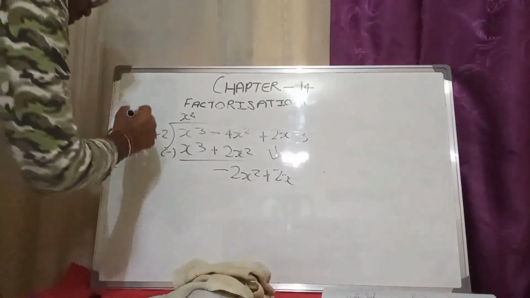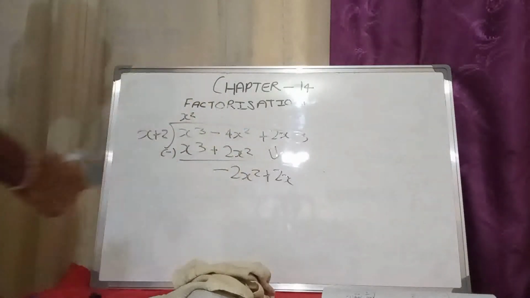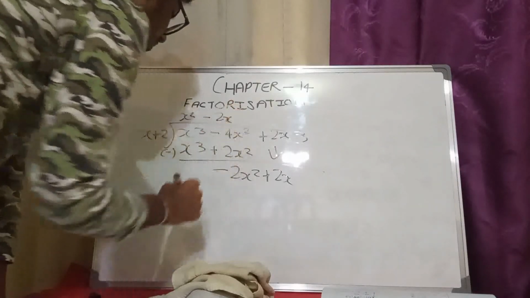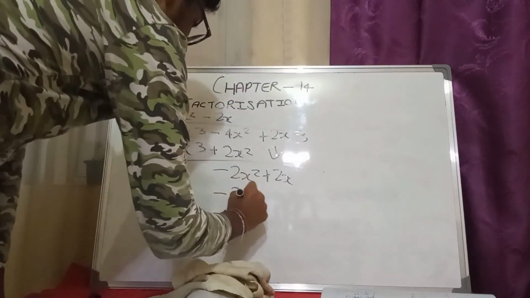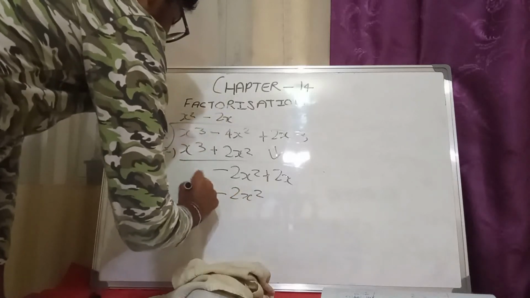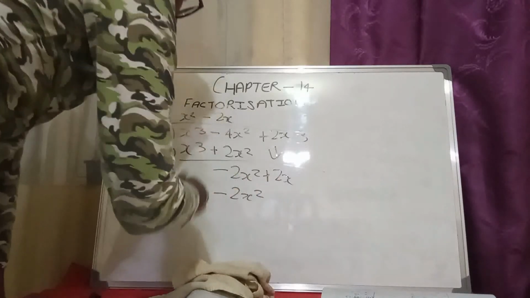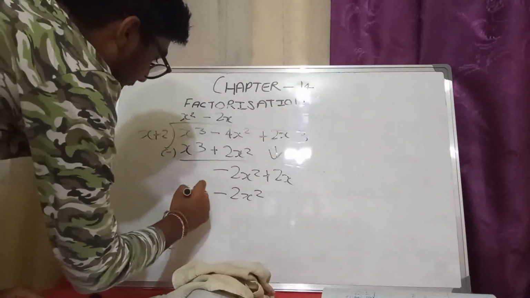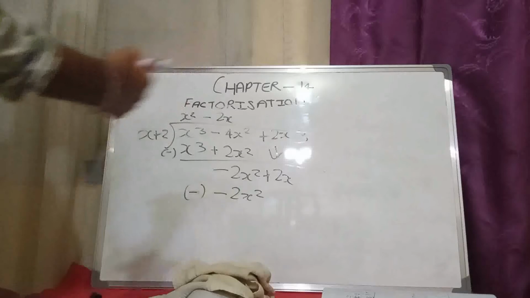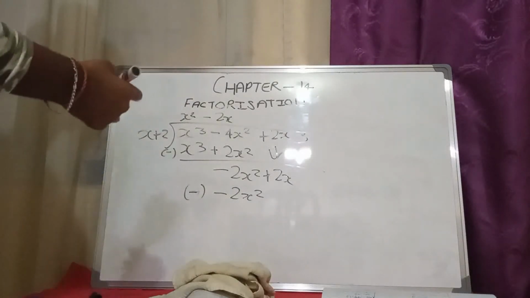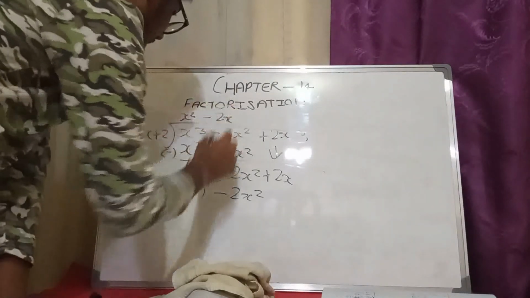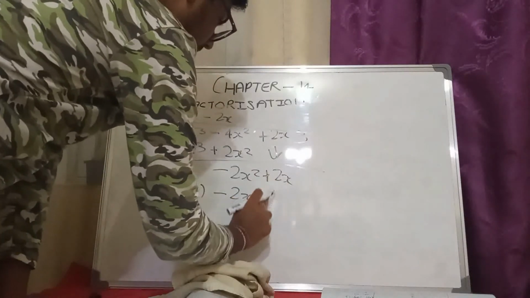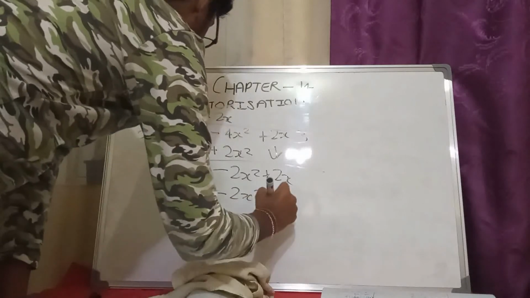When we bring this down, we have to multiply x with something that gives negative 2x square, so minus 2x. So we get minus 2x square and the sign will change again, it will become the additive inverse. As we have learned in the last chapter, when we divide, the sign will change. And 2 into negative 2x will give us negative 4x.